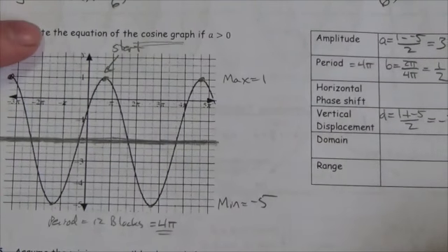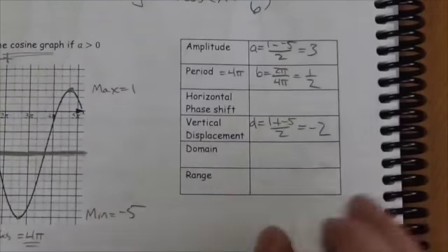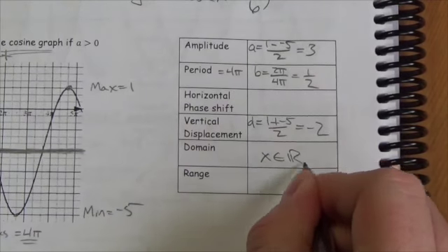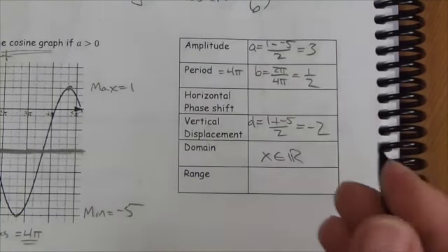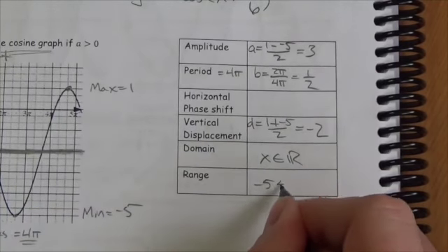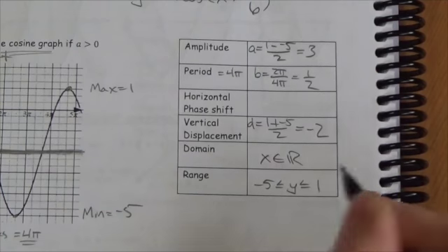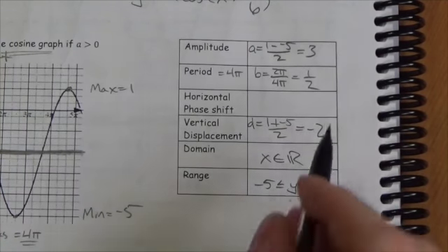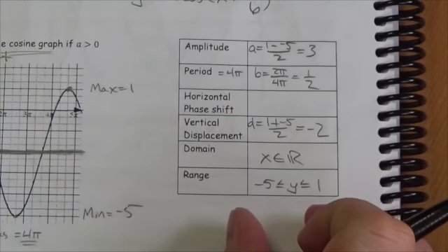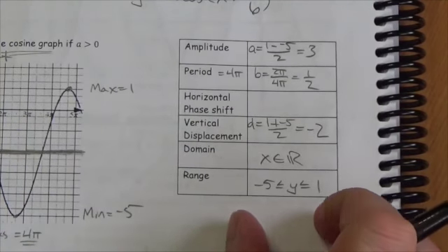Okay? Now, at this point here, I could even determine the domain and range. The domain is quite easy. The domain is going to be element of the reals. The range, now I've already identified the max and the min, so this is hardly a challenge here. So this is -5 up to 1 here. I needed to know those two to get the amplitude and the vertical displacement. So this is just a statement of what I've already read off the graph here.